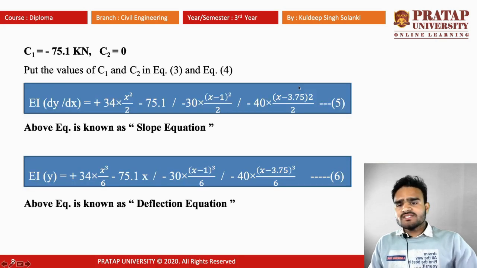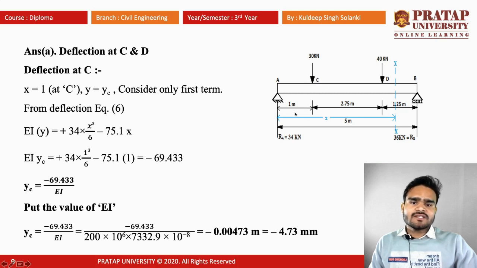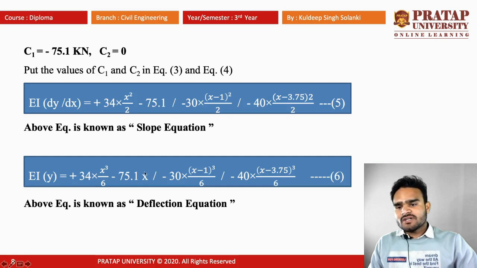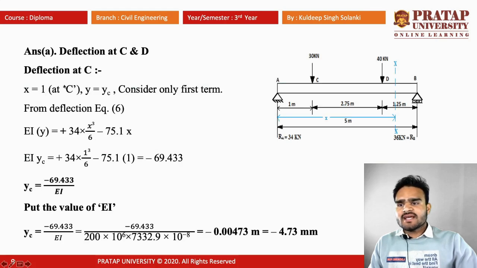If we consider at C both the terms, it means we are putting x equal to 1 in the deflection equation. The first term is considered, and the second term, if you put x equal to 1, will be 0, because we are considering the deflection at A. So consider only the first term at C. By the deflection equation, put x equal to 1, so at C, y is yc, consider only the first term.